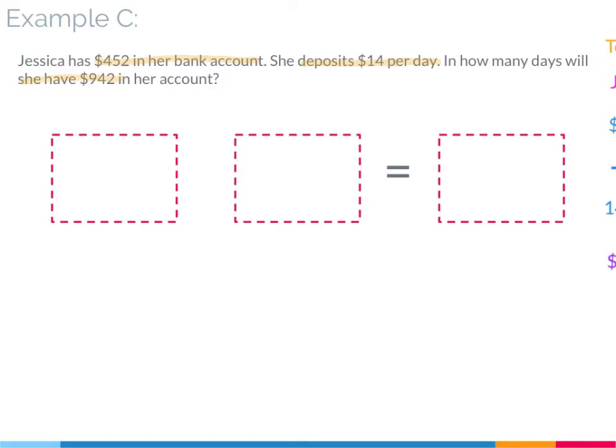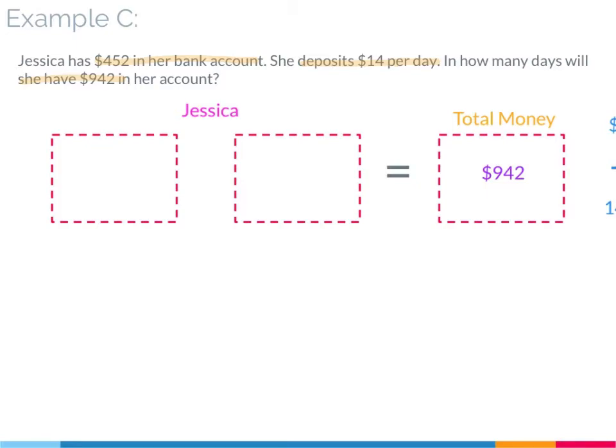So right now we have three pieces of information, which is very good for us. We need to figure out what goes on each side of our equation. On one side of our equation, we're going to have the total amount of money that she's looking for. So the total money is going to be on one side, and looking at this problem, the total money is going to be $942. On the other side of our equation, it's going to be Jessica and all the things that are pertaining to what she's doing with her bank account to reach that total money of $942.